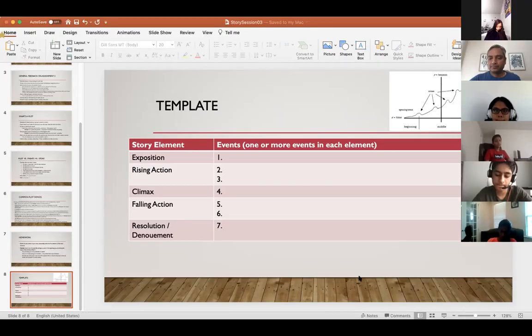I just have 2 questions. So my first question is, when we're writing the actual story, eventually, could we change some aspects that we had previously written into this template?